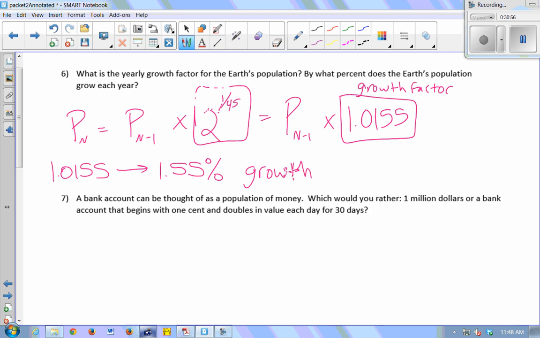All right, so a bank account can be thought of as a population of money. And I want you to work in your groups, debate, discuss, which would you rather? $1 million that I just hand to you right now, or a promise that I will give you 1 penny today. I'm going to put it in a bank account for you in your name. I'm going to put in 1 penny. And every day, that bank account will double in value for 30 days. Discuss.